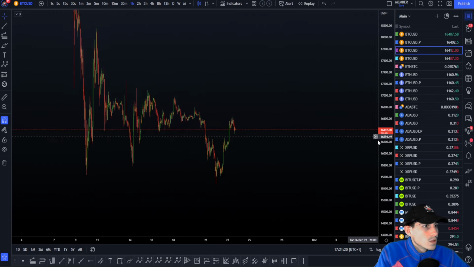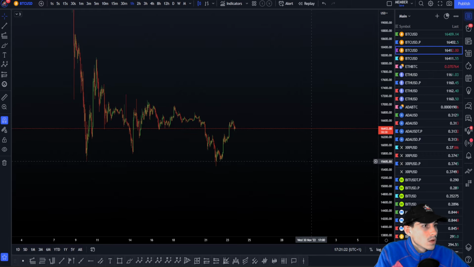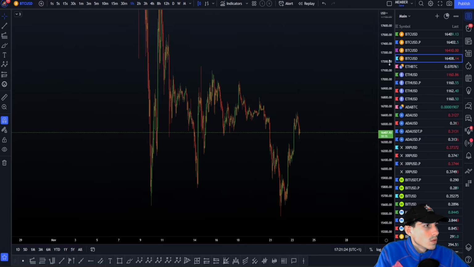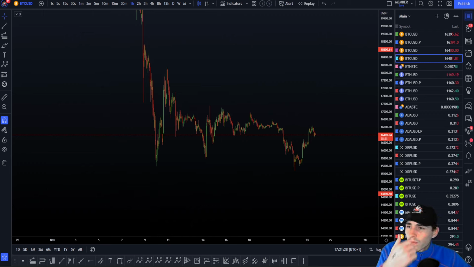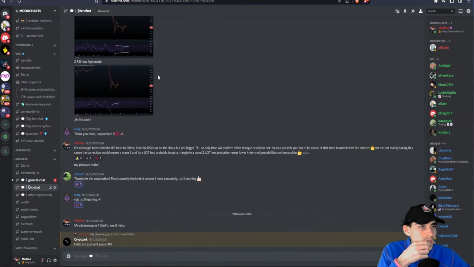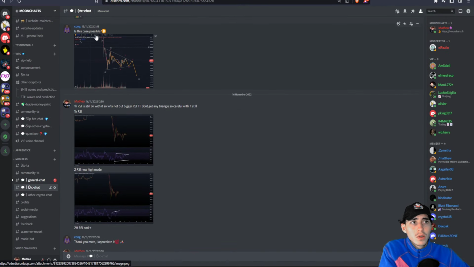Now the thing is, a lot of people were looking at triangles here, so I'm going to go on this one so you can really see what I'm talking about. A triangle, for example, was in the BTC TA, or maybe here. Yeah, I think it was here. So for example, some triangle. Is this case possible? That was for example a bigger triangle here.